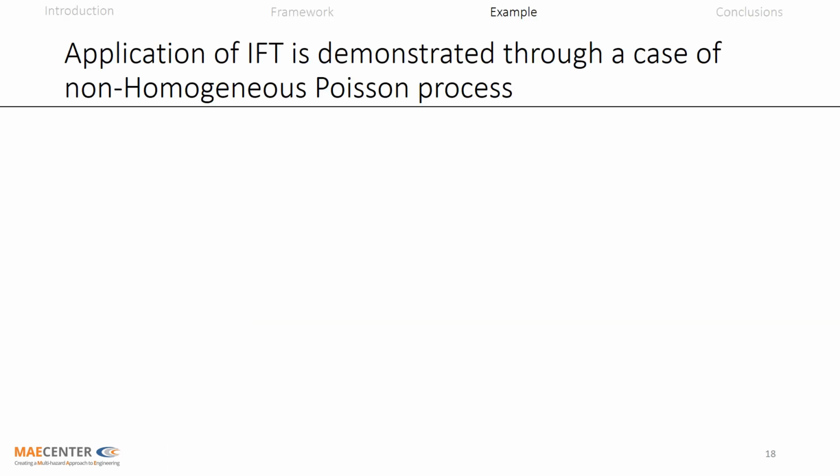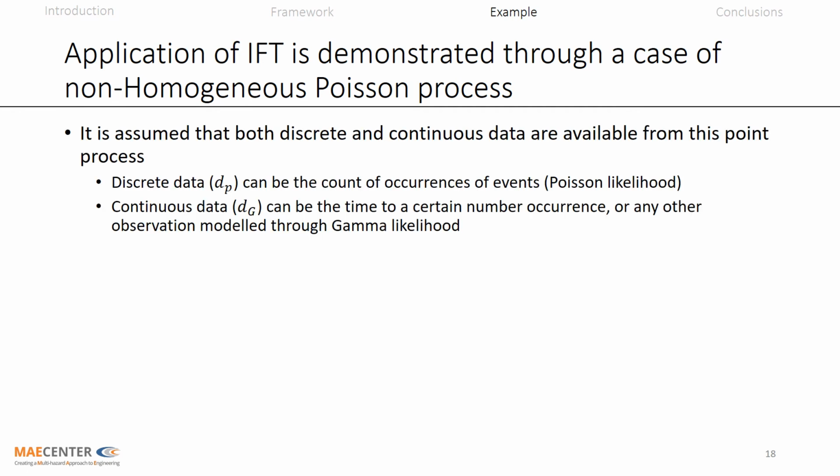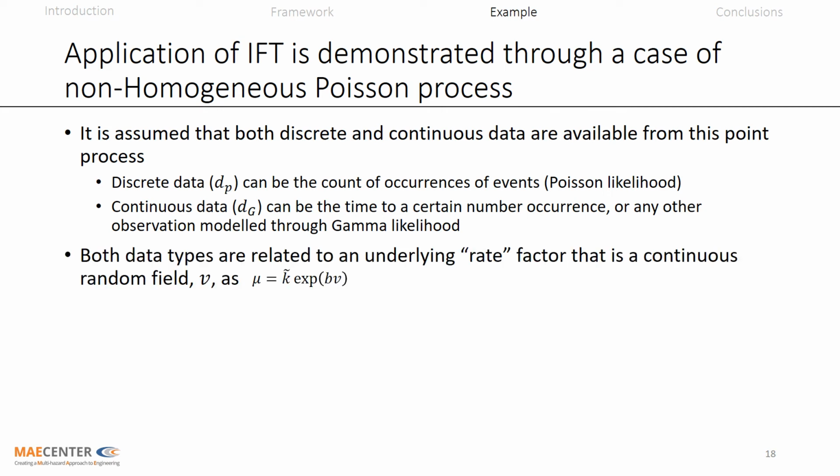As an application of this IFT, this is demonstrated through a case of a non-homogeneous Poisson process. It is assumed that both discrete and continuous data are available from this point process. The discrete data, which is represented as d sub p, can be the count of occurrences of events represented using Poisson likelihood. And the continuous data can be the time to a certain number of occurrences or any other observation model through gamma likelihood. Both data types are related to an underlying rate factor, that is the continuous random field V.